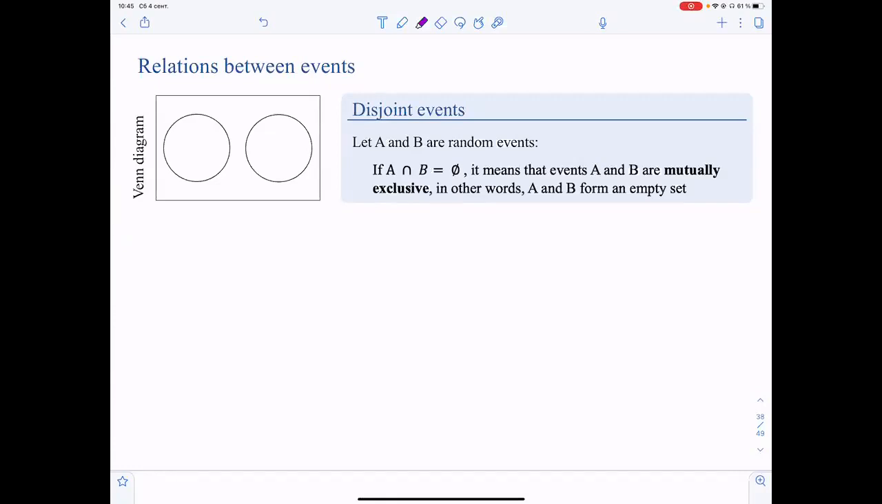There is another term, collectively exhaustive. The collectively exhaustive term says that two events are called collectively exhaustive if the probability of their union is 1. If either A or B happens, then they are called collectively exhaustive. All right.